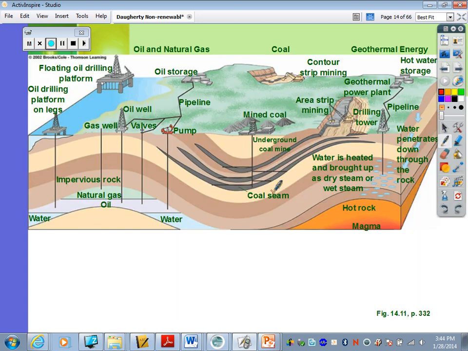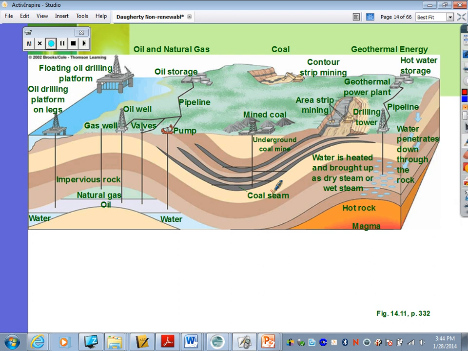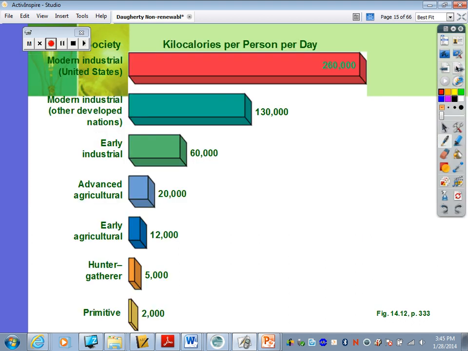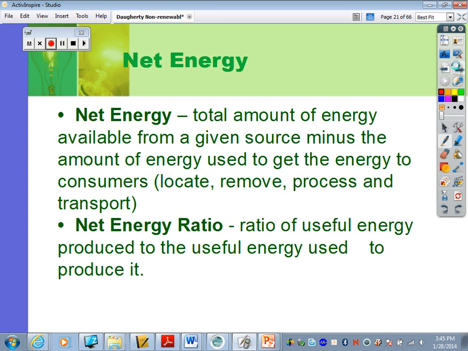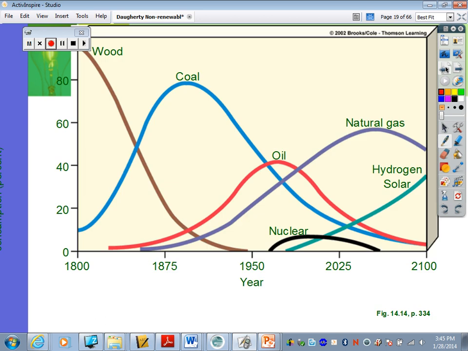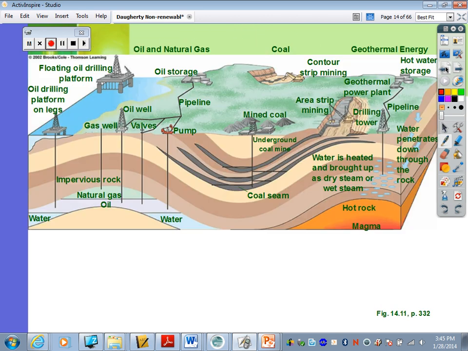And then here, you're going to see this same diagram over and over again throughout the notes. It just kind of shows you how we would go about getting these resources out of the ground. So we're actually going to start with oil. Okay, so I'll just show you the oil ones on this picture. Okay, so here we have oil over here.